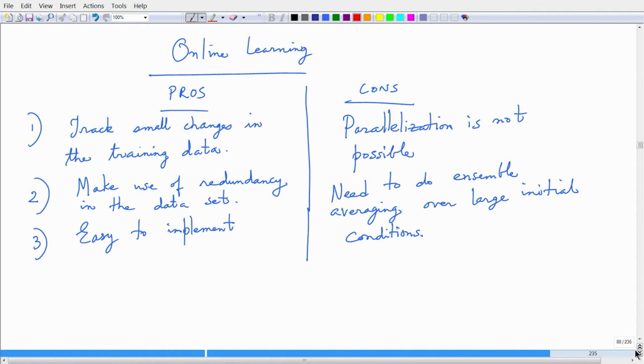One can make use of redundancy in the data sets. This is very important, and if there is huge amount of redundancy, I can throw away that feature vector, and I can save my time, I can save my storage cost, etc. So, I can do that in online learning, but I cannot do it in the case of batch learning, because I average everything out.